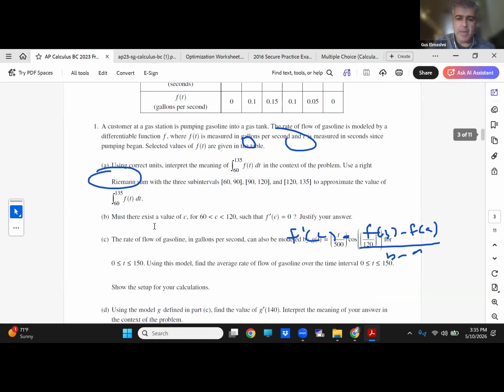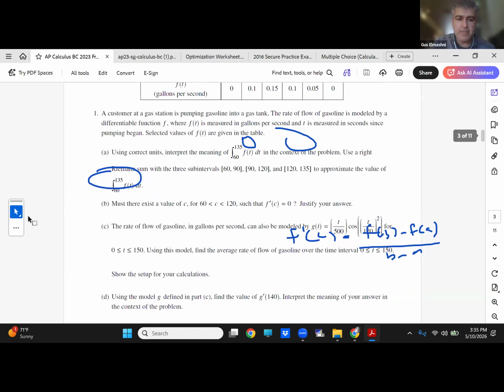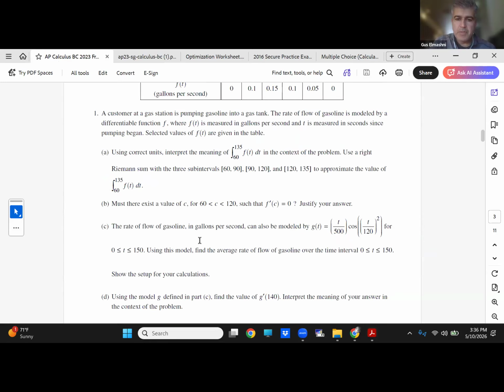Okay, now we get to more calculator type stuff for C. So they have an equation for the rate of flow. Use this model to find the average rate of flow over the time. And that says the average value. Remember, average value is going to be this 1 over b minus a, or in this case, 1 over 150 minus 0, integral from 0 to 150 of g of t dt.